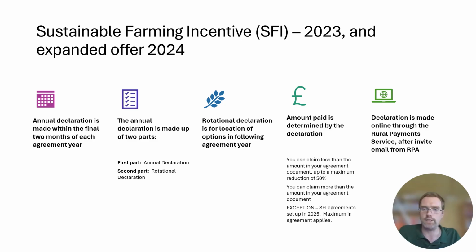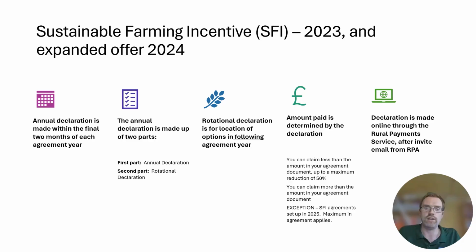And the declaration is made up of 2 parts. And this is why it's important to think about these 2 declaration parts. The first is the annual declaration, where you will essentially have to say, yes, I've done everything that was asked of me. And that's the first part. The second is where you will make your rotational declaration. And you will be invited to make those first and second declarations by the RPA in that order. You won't be invited to make a rotational declaration until you have made your annual declaration.